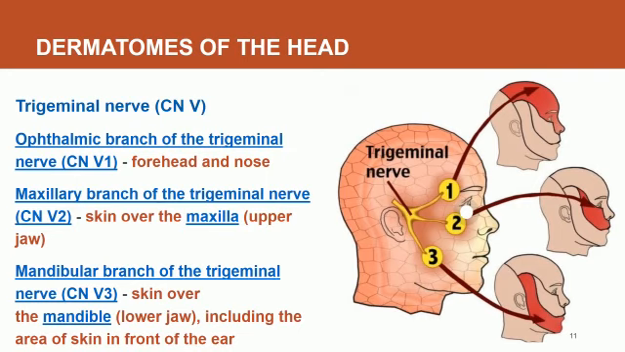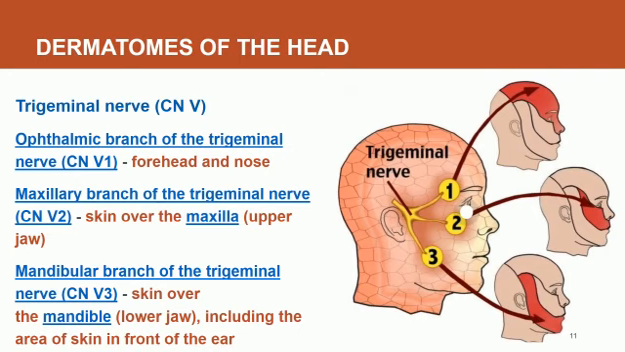These branches exit from three separate foramina. The ophthalmic branch exits from the superior orbital fissure. The maxillary branch exits from the foramen rotundum. The mandibular branch exits from the foramen ovale. The areas that these nerves supply are called the ophthalmic area, maxillary area, and mandibular area.